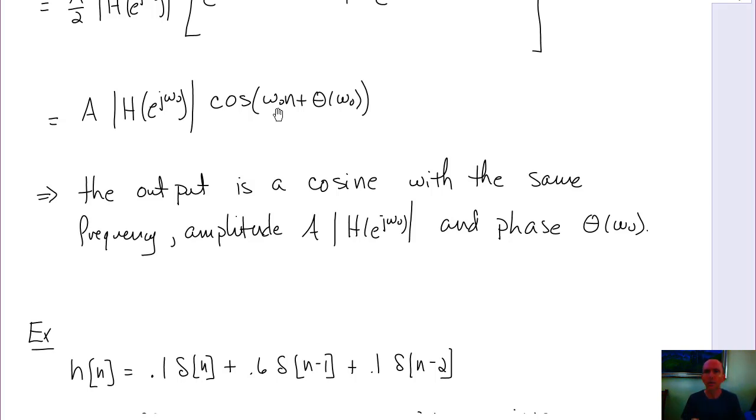The only thing the system does is change the amplitude and change the phase. How does it change the amplitude and how does it change the phase? Well, that's what the frequency response tells us. The magnitude of the frequency response tells us how it changes the amplitude, and the phase of the frequency response tells us how it changes the phase for these different cosines.